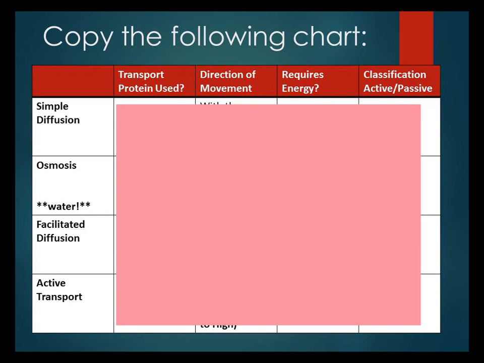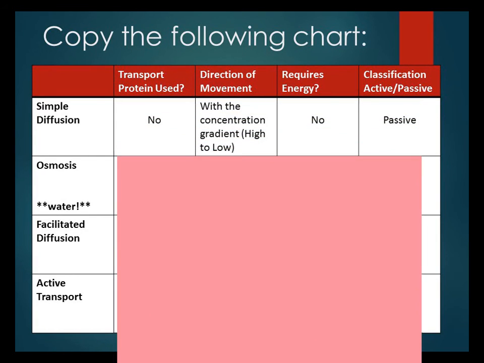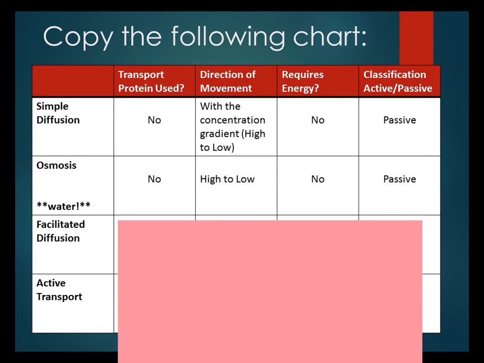Okay, so now we're going to summarize everything and make sure you kind of got everything in your head. So we're going to talk about this chart together. So in simple diffusion, is a transport protein used? No. And things get to move from a high to low concentration? That doesn't take energy. That is passive transport. It doesn't take energy from the cell. For osmosis with water, no transport protein. You're still going high to low. No energy, passive transport. It's diffusion of water.